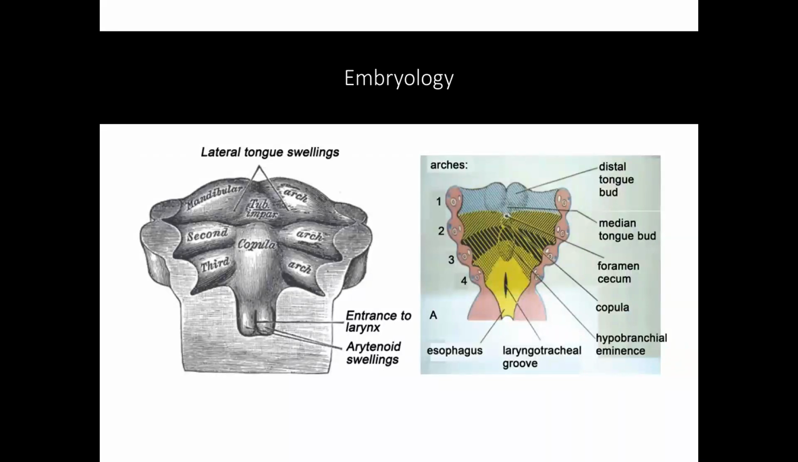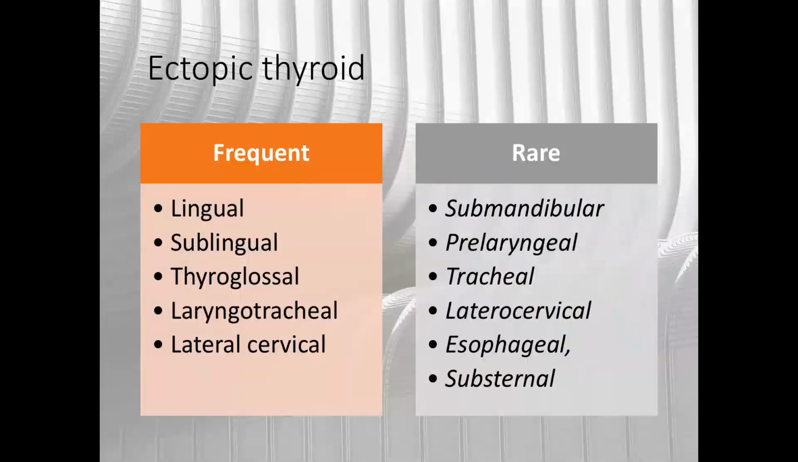During this migration, the thyroid gland is attached to the foramen cecum by a narrow tube, the thyroglossal duct, and this duct is normally obliterated and usually disappears. And so ectopic thyroid is a rare congenital anomaly that arises from aberrant embryogenesis during this migration, where there may be a persistent thyroglossal duct.